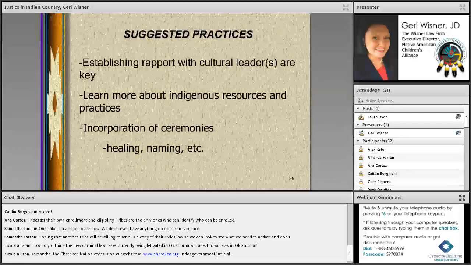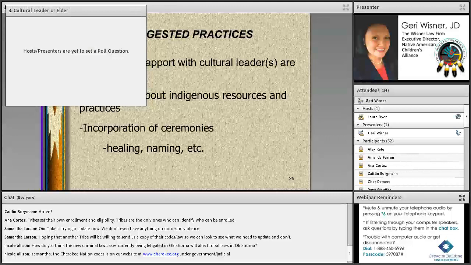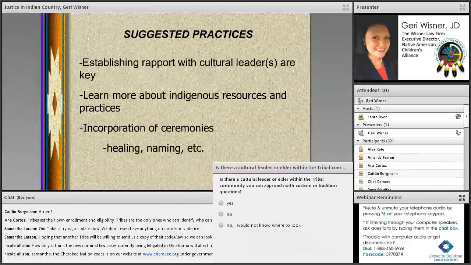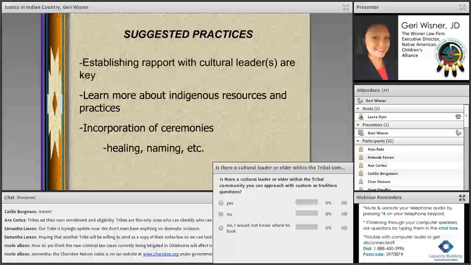All right, some other suggested practices. Establish rapport with the cultural leaders. I think that that's important. And the cultural leaders are going to be significantly different from political leaders. And we've got our next question. Is there a cultural leader or elder within the tribal community you can approach with custom or tradition questions? This is also a way to learn about indigenous resources and practices.